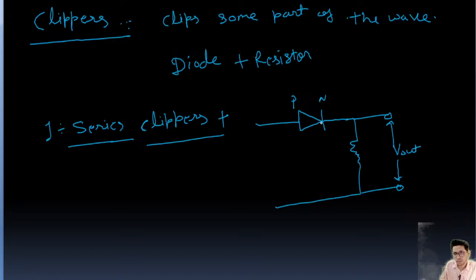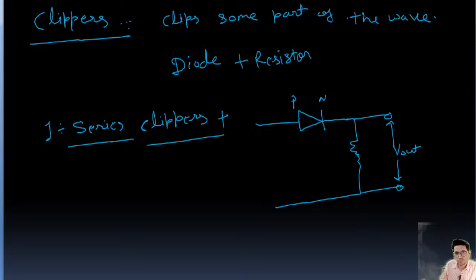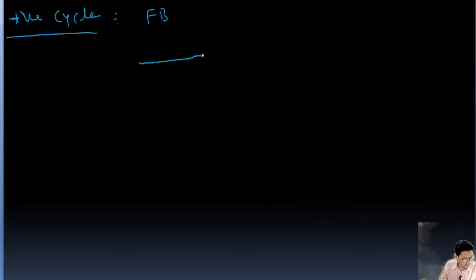For the plus half cycle, the diode will be forward biased. Because it's an ideal diode, it will work as a short circuited wire. So the figure is going to be like this. This is V out. So this will work as short circuited.